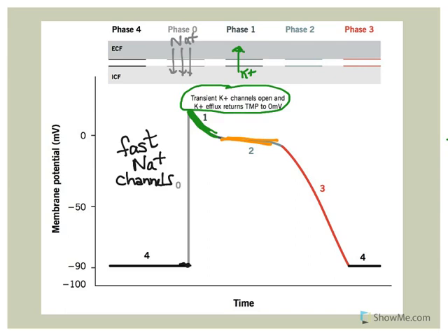Leaving. Okay, so I'm going to say a little bit of some potassium started to leave. Now in phase 2, what I'm going to do in gold, that is the plateau phase. Now, having that plateau phase, you notice that membrane potential is not changing. It's staying the same. Why is it? Because I have an equal number of positive charges coming into the cell as I do leaving the cell.